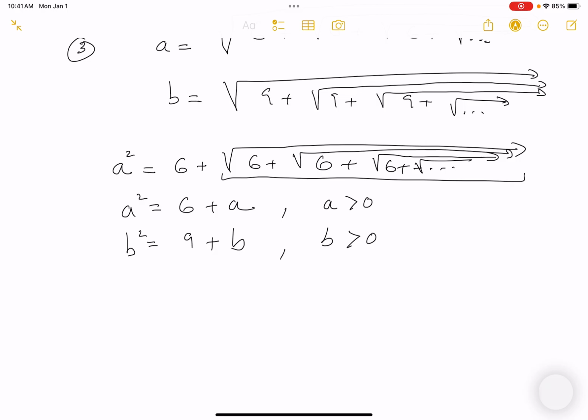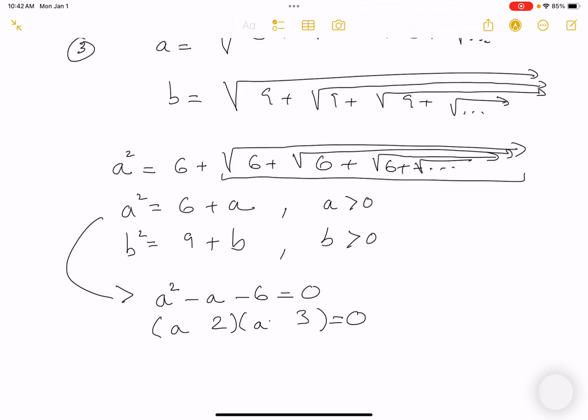And the way I'm going to do that is, I can see if I can factor these guys. So what do you get? You get A squared minus A minus 6 equals 0. Let's see what you get over there. You get A minus 3 times A plus 2 equals 0. A equals minus 2 or A equals 3. That's not possible. A's got to be positive. So I know A is 3.